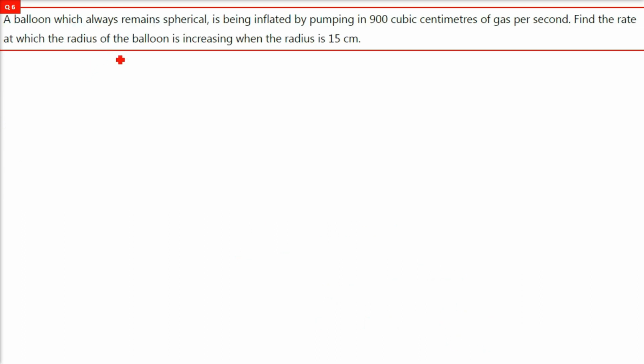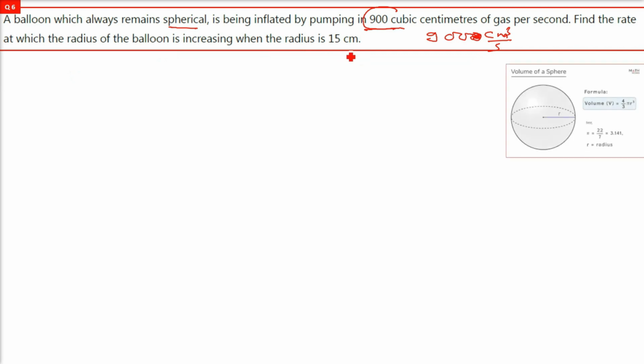A balloon which always remains spherical is being inflated by pumping 900 cubic centimeters of a gas per second. Find the rate at which the radius of the balloon is increasing when the radius is 15 centimeter. Sphere, it's already given. There's a rate also given. Okay, 900. So this is the rate of how the balloon is getting inflated. Means the air is getting pumped up and the size is increasing. So this is volume you're talking about. Centimeter cube, that means volume. Centimeter square, that means some area.